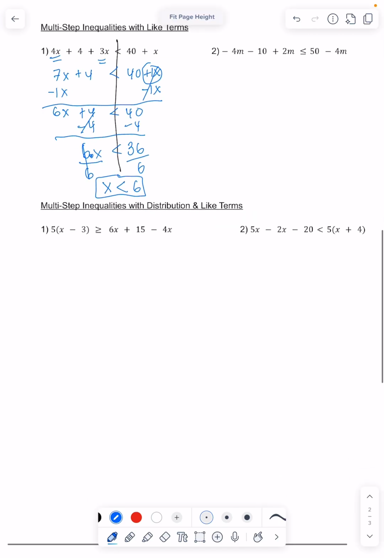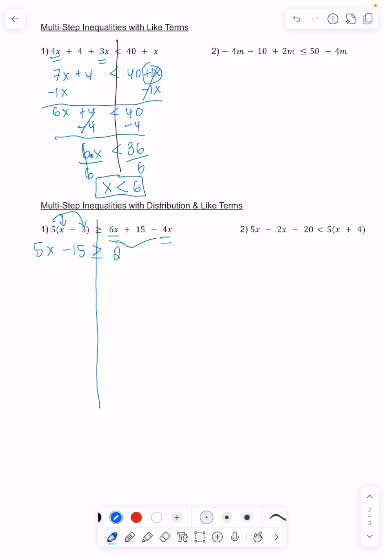And then lastly, we'll do the last one here. Now we're doing distribution and like terms when it comes to multi-step inequalities. So first thing is on the left-hand side, I could see I'm going to have to distribute. I'm also looking to see if there's anything that I can combine that are like terms. In this case, on the right-hand side, we have 6x and negative 4x. So let's begin simplifying. So here we got 5 times x gives us 5x. 5 times negative 3 gives us negative 15 is greater than or equal to, well, 6x minus 4x here gives us just 2x. We didn't do anything to this plus 15, so we bring it down.